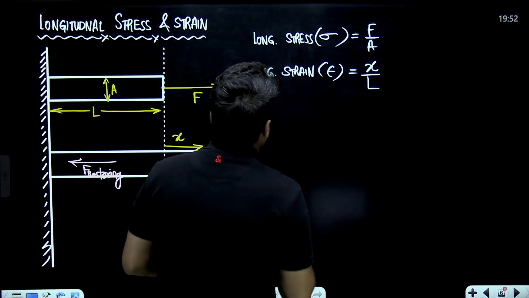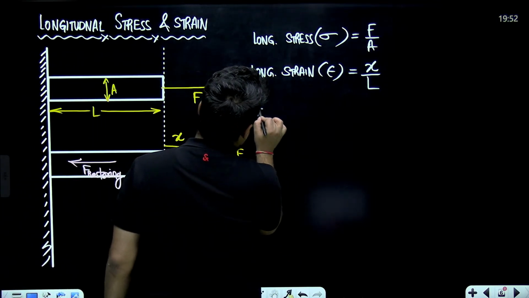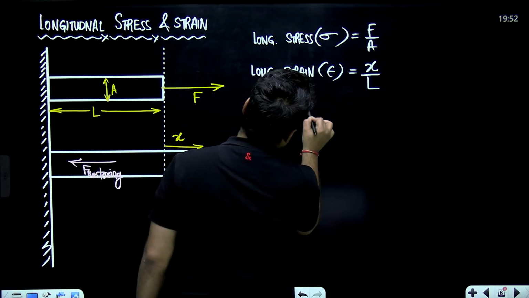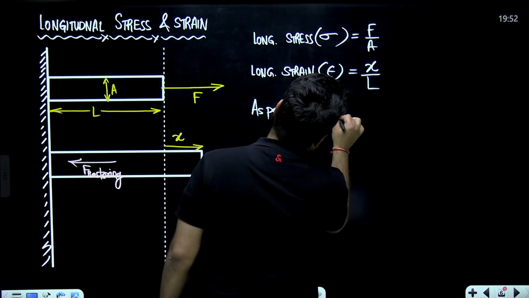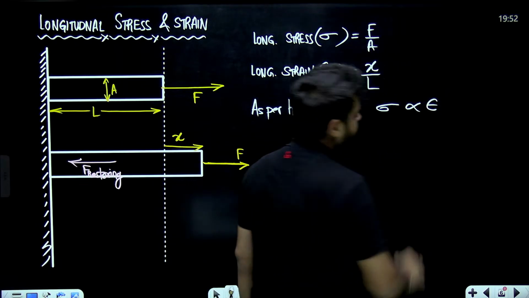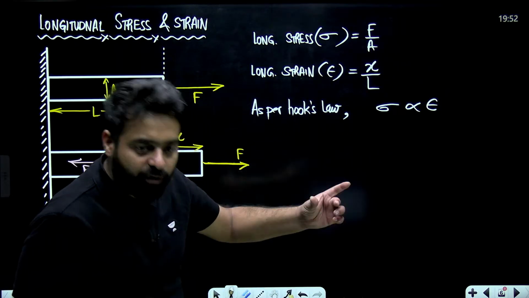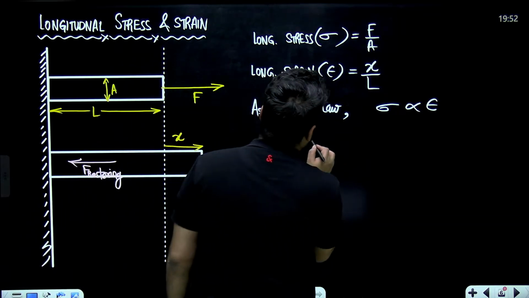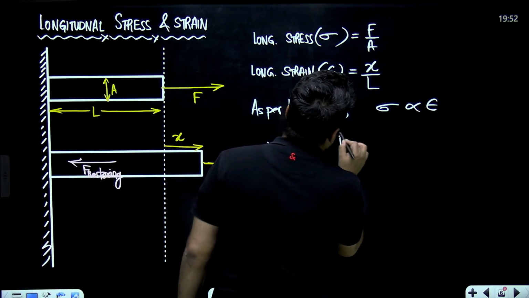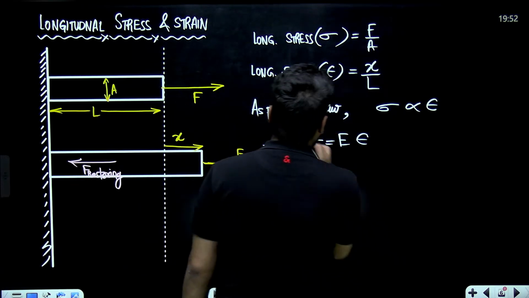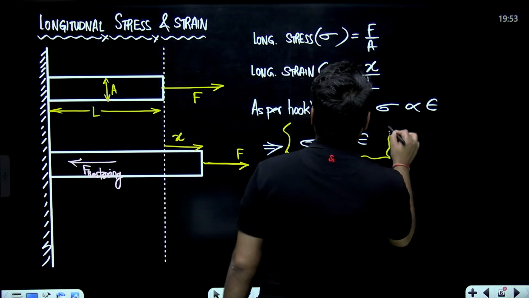As per Hooke's law, which is valid everywhere, can I say stress is directly proportional to strain? Yes. Now this proportionality gets removed by one very beautiful parameter: stress is equal to capital E into epsilon. And everybody starts speaking about this capital E. Who is this capital E?